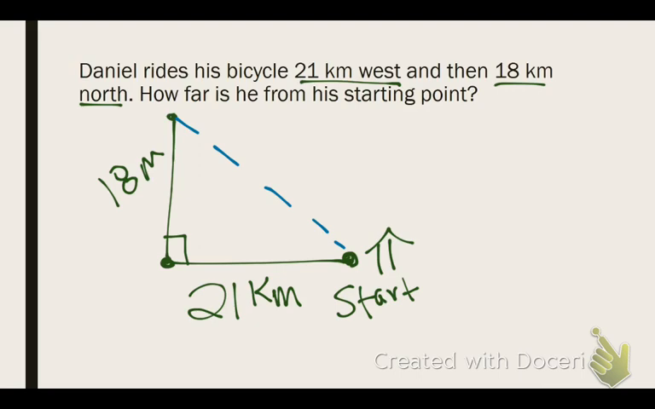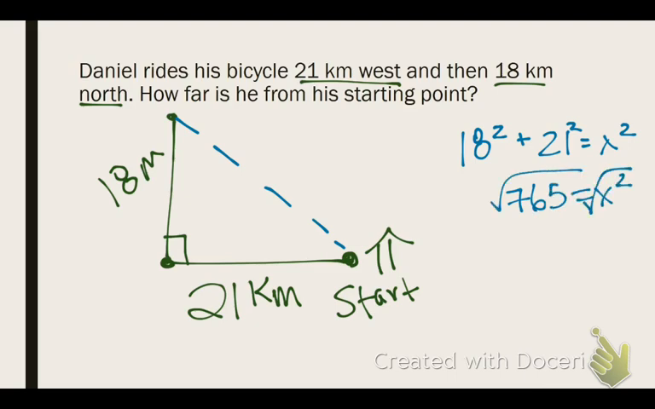So it's asking for the hypotenuse. You're given two sides in a right triangle. How do you find the third? The Pythagorean theorem. You don't use SOHCAHTOA because you're not finding an angle. You need to find a side. So, are we missing a leg or a hypotenuse? Hypotenuse. So you're going to do 18 squared plus 21 squared equals x squared. You should get 765 equals x squared.